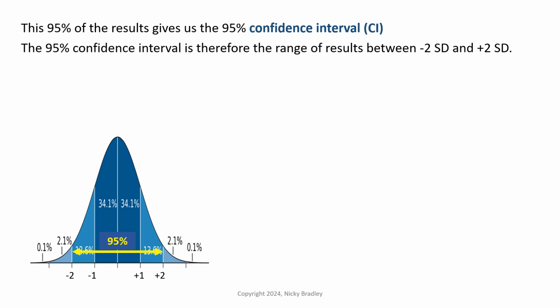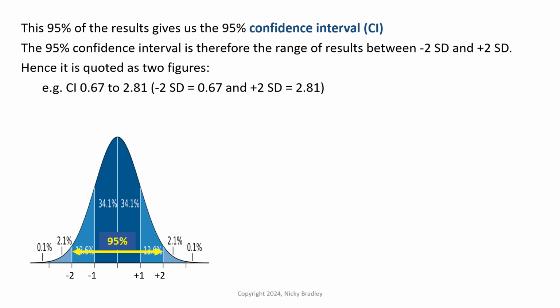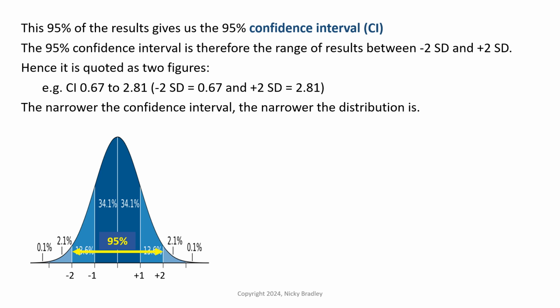So the 95% confidence interval is therefore the range of results between -2 and +2 standard deviations. Hence, it's quoted as two figures. So you will see CI for confidence interval 0.67 to 2.81. In other words, -2 standard deviations was 0.67 and +2 standard deviations was 2.81. Our mean, our average was slap bang between the two. The narrower the confidence interval, the narrower the distribution is. Because remember, we said those standard deviations get narrower, the range between them gets narrower, the narrower the distribution.